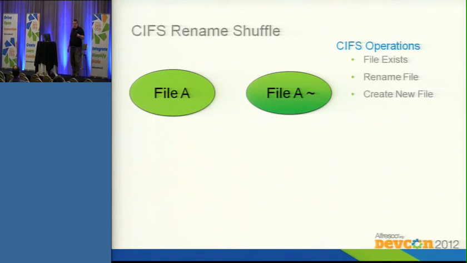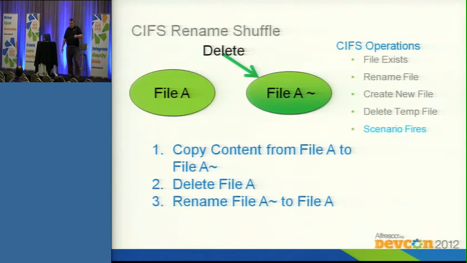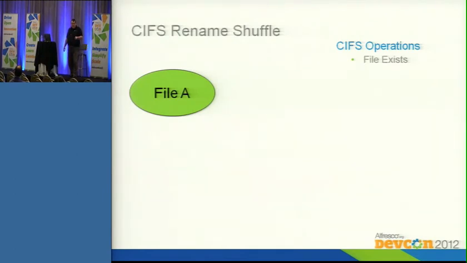Then the next thing it's going to do is delete file A tilde. But file A tilde is the file that we care about. It may have secondary associations, version history, all the other stuff. So what the rename shuffle will do is when we try and delete file A tilde, the scenario is going to fire, and it's going to copy content from file A to file A tilde. It's going to delete file A and rename file A tilde to file A. So it's going to shuffle the file back. So that's a rename shuffle.